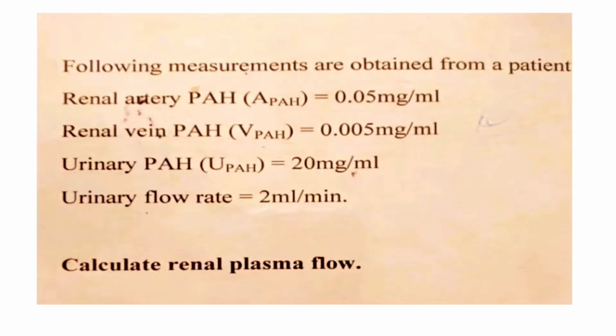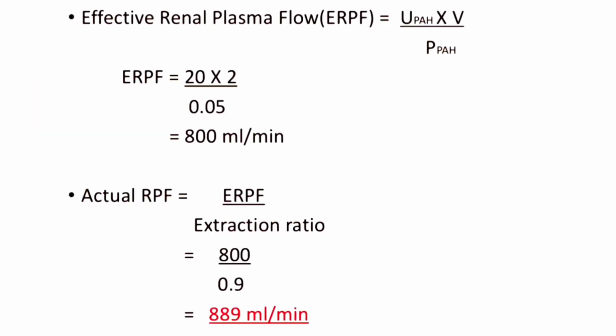Renal plasma flow is measured by injecting para-aminohippuric acid, that is PAH, and then determining the concentration of PAH in the urine and plasma. And there is something known as extraction ratio. That is nothing but the arterial concentration minus the renal venous concentration divided by the arterial concentration. And the extraction ratio for PAH is high because PAH is filtered from the glomerulus and is secreted by the tubular cell.